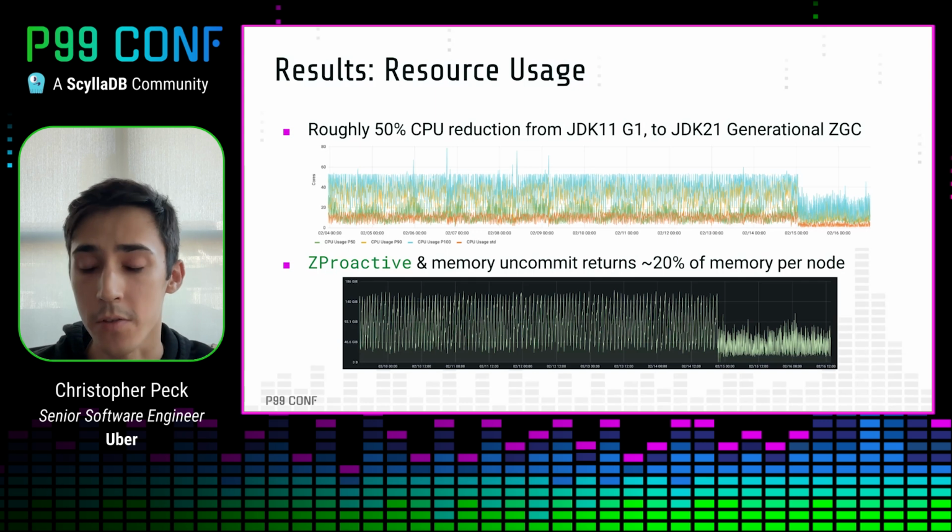In terms of resource usage, a lot of this comes from the actual JDK upgrade, but we saw a roughly 50% CPU reduction from going from JDK 11 with G1 to JDK 21 with generational ZGC. And then also with ZProactive, it will proactively start collection cycles. We're able to return a lot of this memory back to the OS, and this is generally helpful.